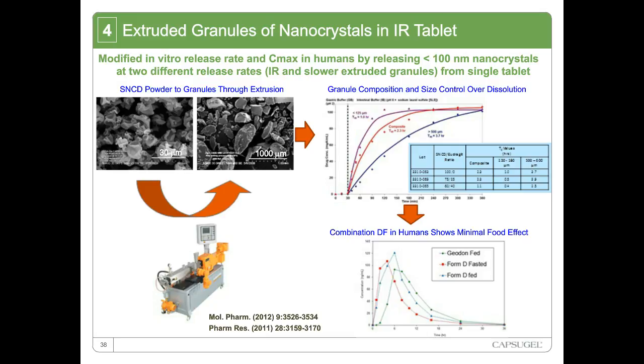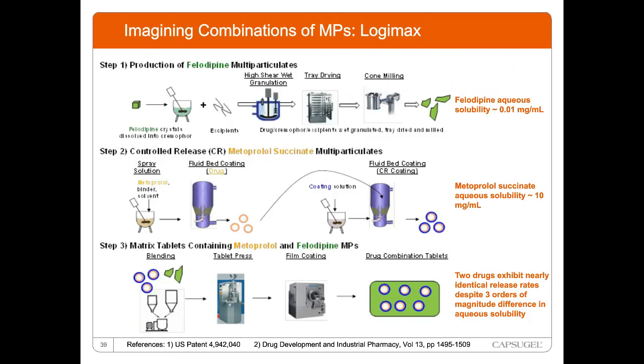That leads me to helping everyone hopefully envision how combinations of multiparticulates can help your team succeed with goals. This dosage form for Logimax is a really fine and precise example of a formulation that's very effective and could be reimagined today with different equipment options. To highlight the exceptional nature of this dosage form, it delivers two different drugs that have three orders of magnitude different solubility, but releases them at the same rate.